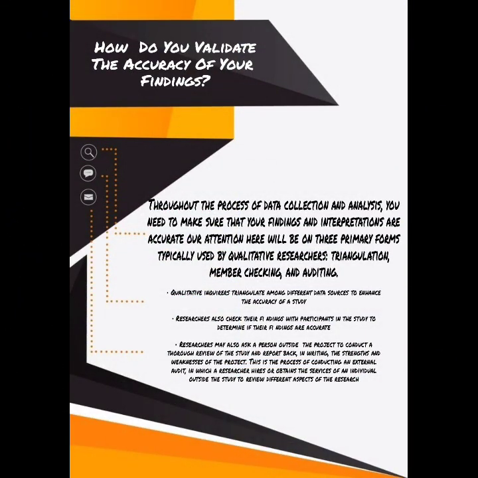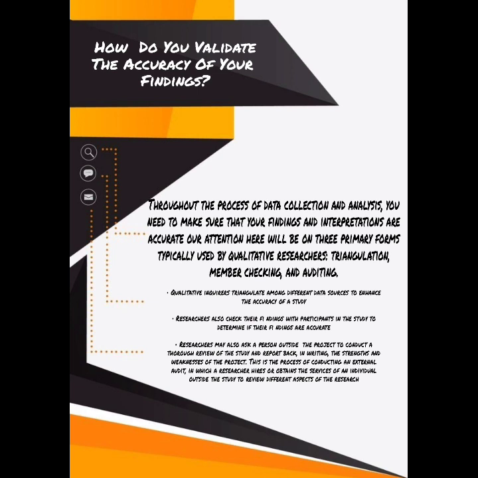How do you validate the accuracy of your findings? Throughout the process of data collection and analysis, you need to make sure that your findings and interpretation are accurate. Our attention here will be on three primary forms typically used by qualitative researchers: triangulation, member checking, and auditing. Qualitative inquirers triangulate among different data sources to enhance the accuracy of the study. And researchers also check their findings with participants in the study to determine if their findings are accurate.